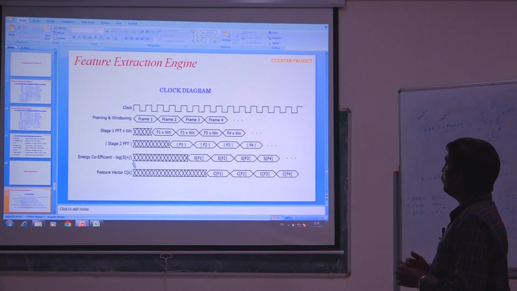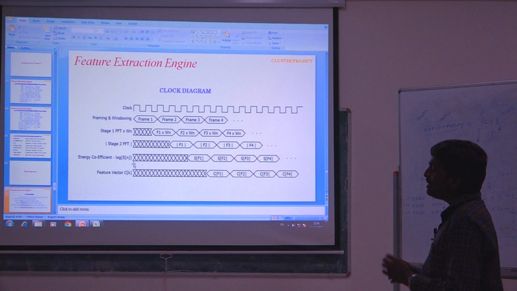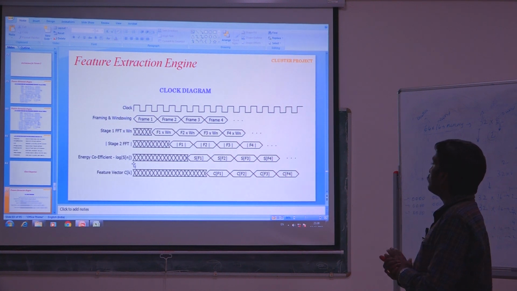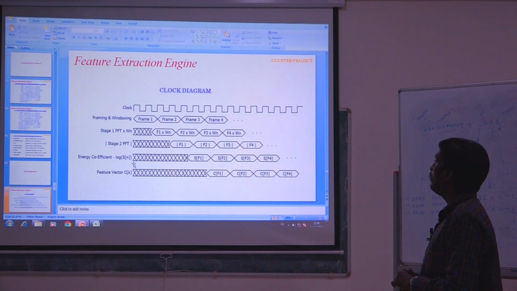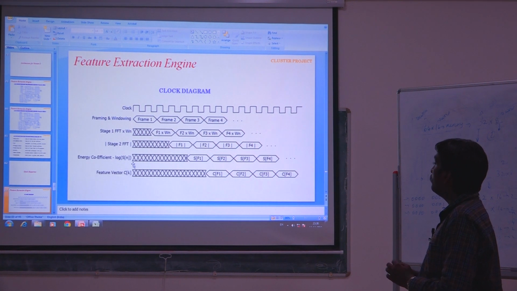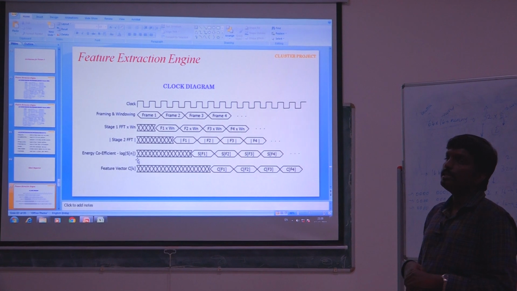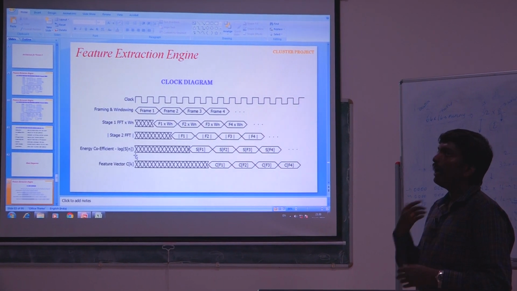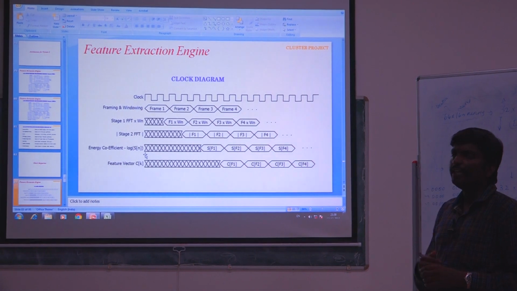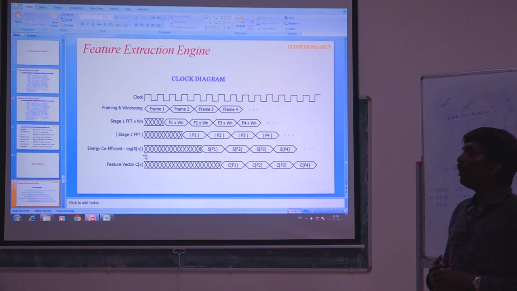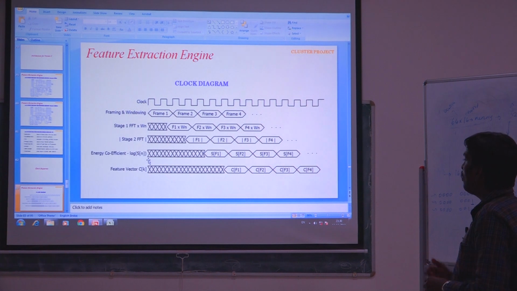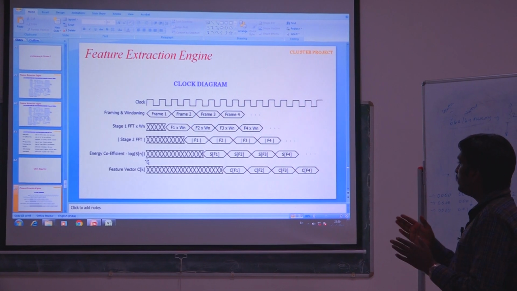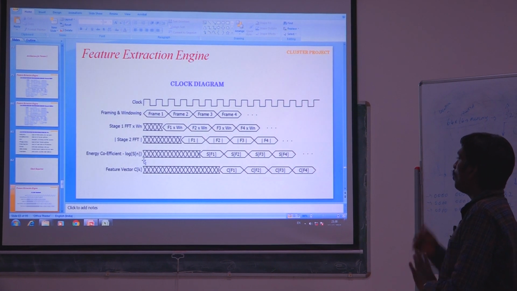If you observe the framing, the input samples will be written at the 0 timing instance, but stage 1 FFT will start operation in the middle of frame 1. That means at the 192nd clock cycle for 8 kilohertz and the 384th clock cycle for 16 kilohertz. Similarly, for stage 2, the F1, F2 calculation will be shifted to the frame 2 option.